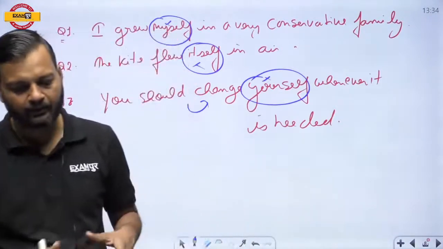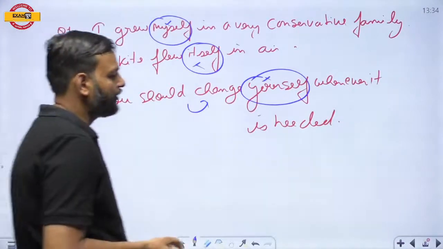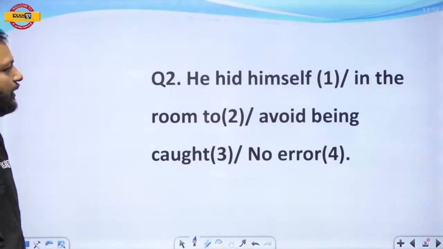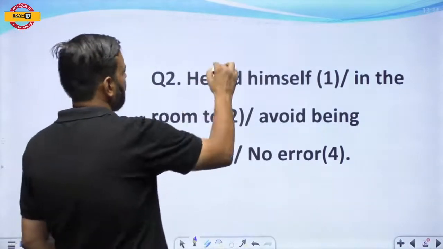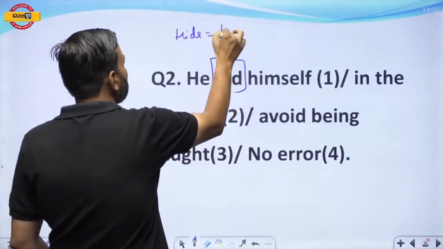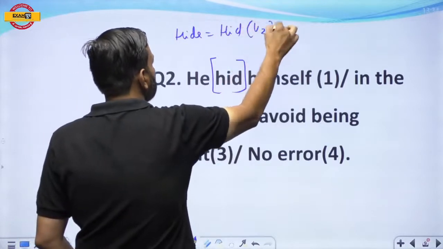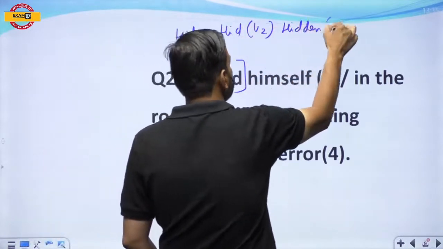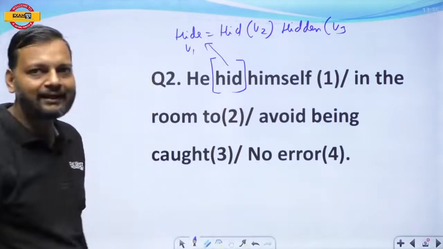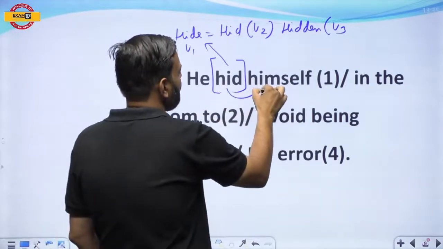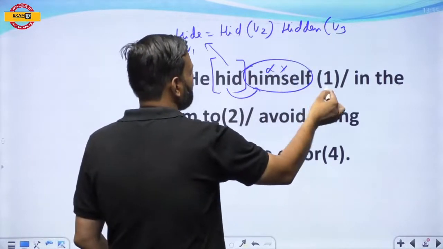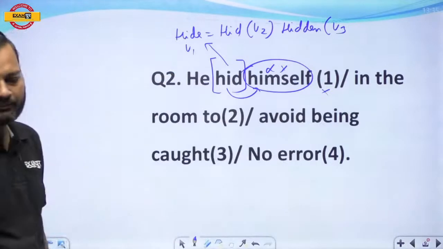Okay, now let's see the next question. He hid himself in the room to avoid being caught. Now this sentence is also an example of ergative verb hide. Hid is the second form, and hidden is the third form. So hid is the second form of hide, and hide is an ergative verb, and ergative verb cannot be followed by himself. So here the use of himself is wrong. So error is in first part.